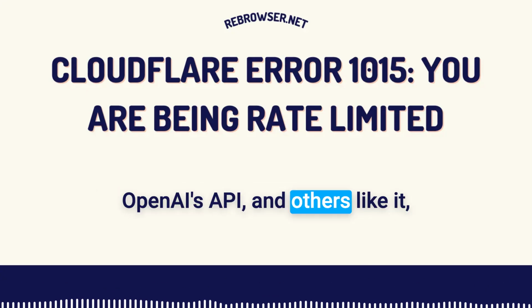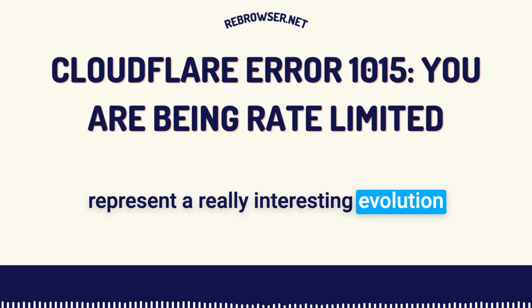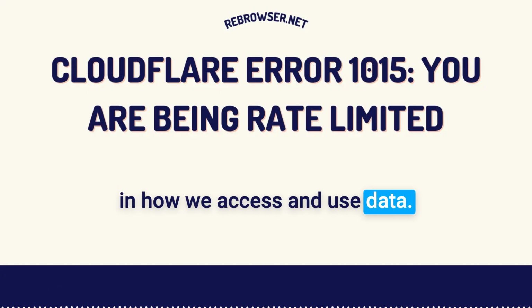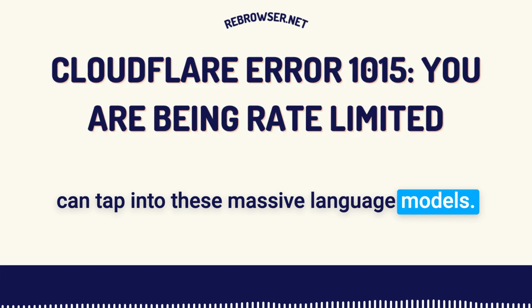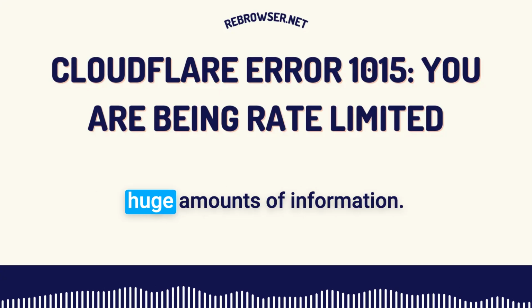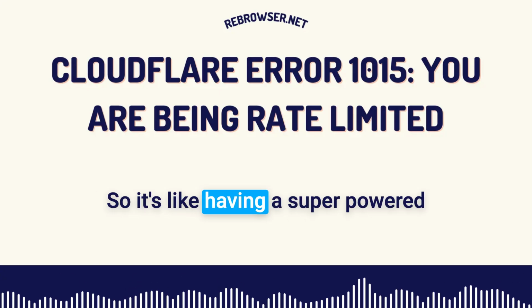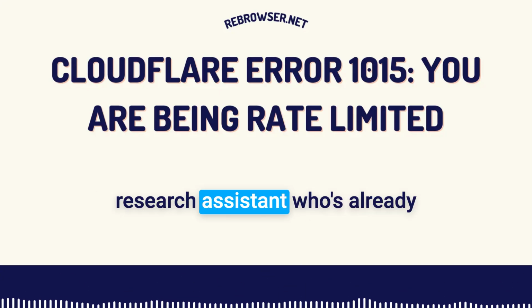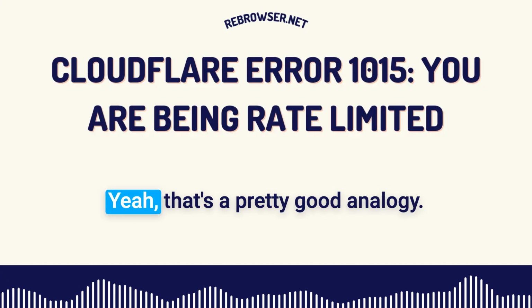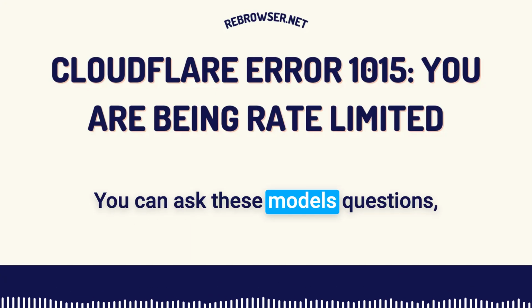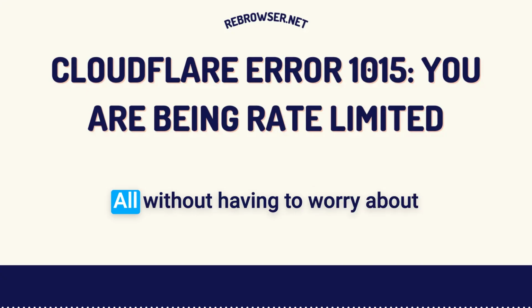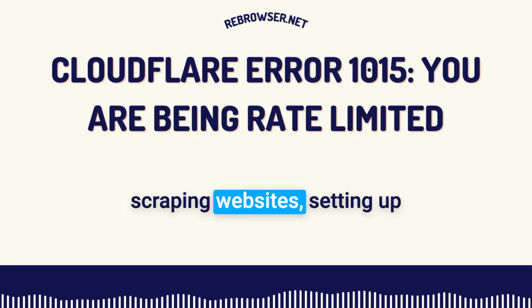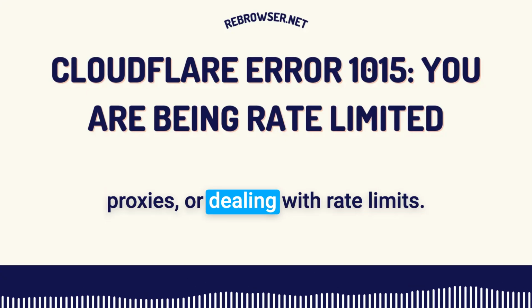OpenAI's API and others like it represent a really interesting evolution in how we access and use data. Instead of scraping websites directly, you can tap into these massive language models that have already processed huge amounts of information. So it's like having a super-powered research assistant who's already read every book in the library. Yeah, that's a pretty good analogy. You can ask these models questions, generate summaries of complex topics, even translate languages, all without having to worry about scraping websites, setting up proxies, or dealing with rate limits.